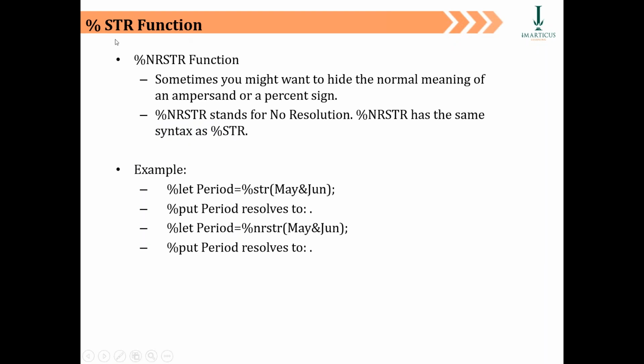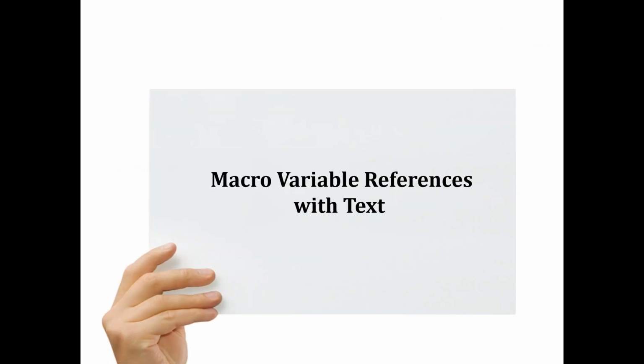And there are some more examples of structure. There is basically the structure function, which can hide the normal meaning of an ampersand or percentage. And inner structure stands for no resolution. It has the same syntax as percentage structure. For example, percentage let period, then structure is basically May and June. Then we can write inner structure May and June, and we get the period result like this. So these are about structure and inner structure.